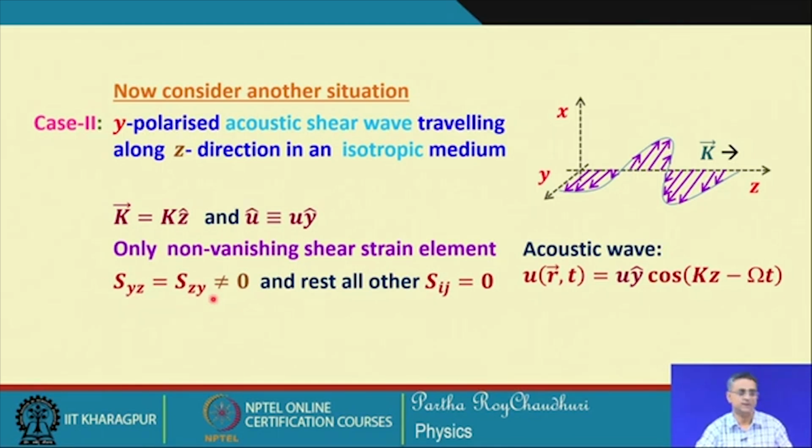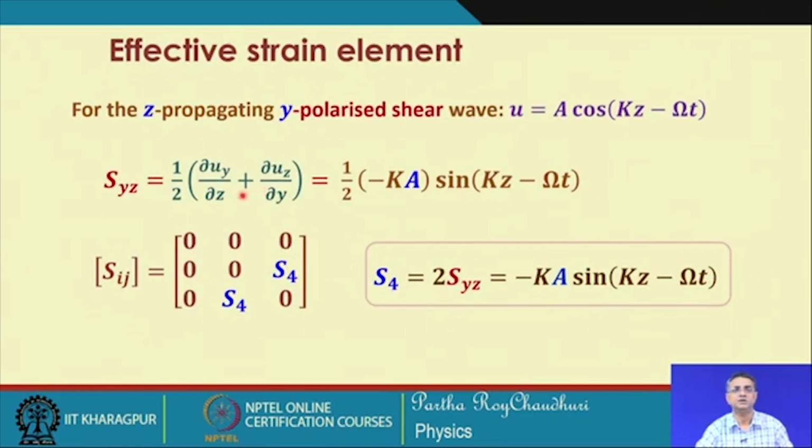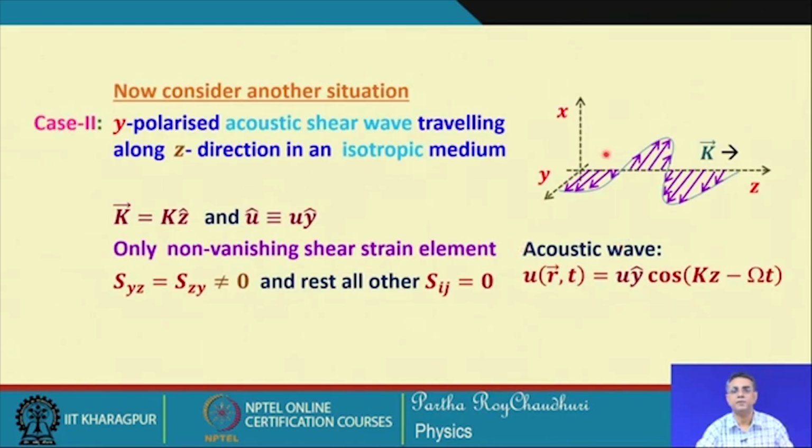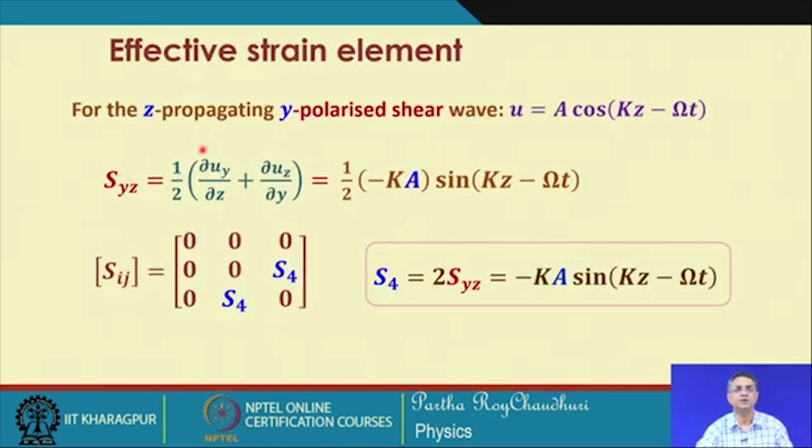So, S yz equal to S zy, which is non-zero, and all other components are 0. So, they will occupy two off diagonal positions. In this case we are looking for the variation of u y as a function of z. Therefore, del u y del z is the non-zero quantity. That gives you this quantity S yz, so S 4, because it is y and z.